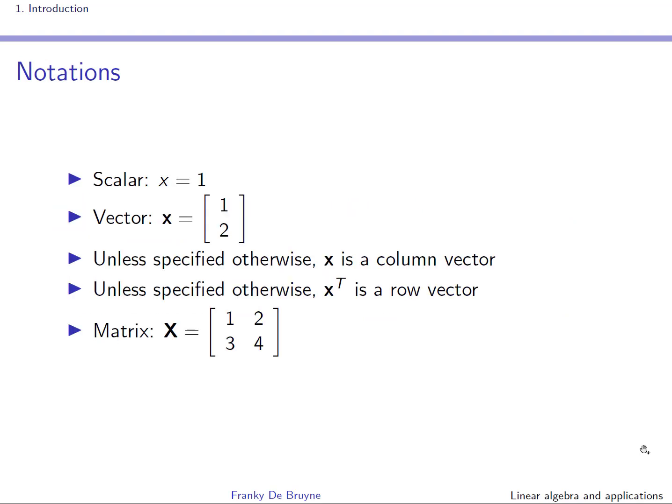These are the notations that I will be using. A lowercase letter in a light font will denote a scalar. A lowercase letter in bold will denote a vector, and it will always be a column vector. If you see the letter in bold with a T denoting transpose on top, this means that it is a row vector. And finally, an uppercase letter in bold will denote a matrix. So you can see from the notations the meaning of the corresponding variable.